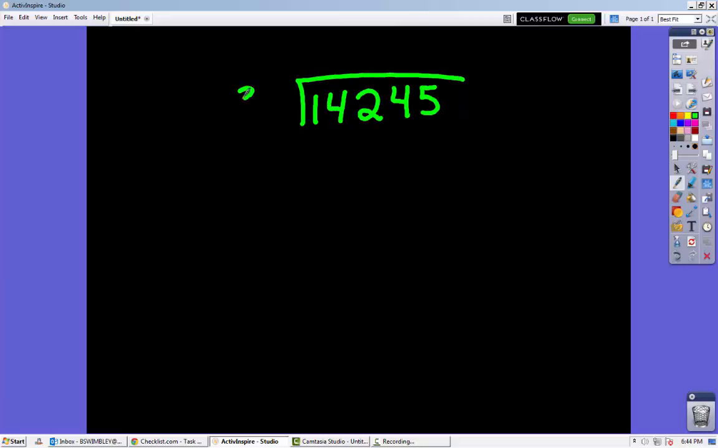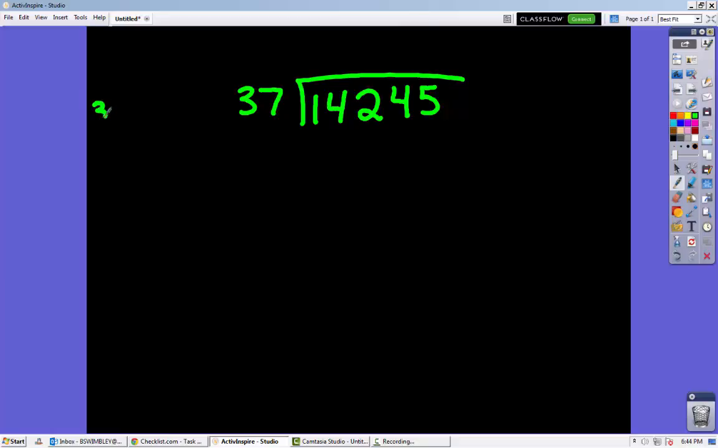Welcome back. Today we are going to be learning how we can use a list to help us solve long division problems. So when we see a problem like this, a monster, 14,245 divided by 37, a lot of people look at that and say, wow, I don't know where to start. Well, an easy way to start is that we're going to make a list of our multiples of 37.